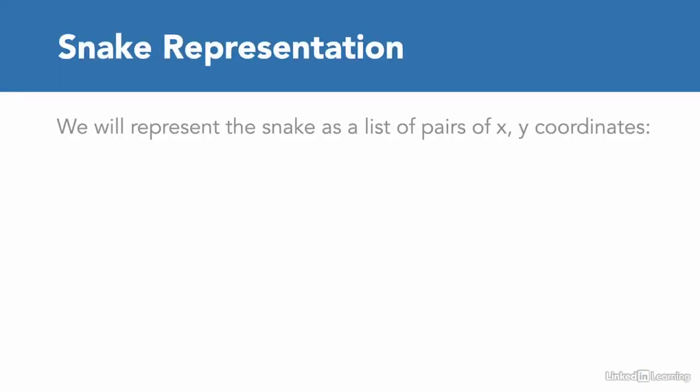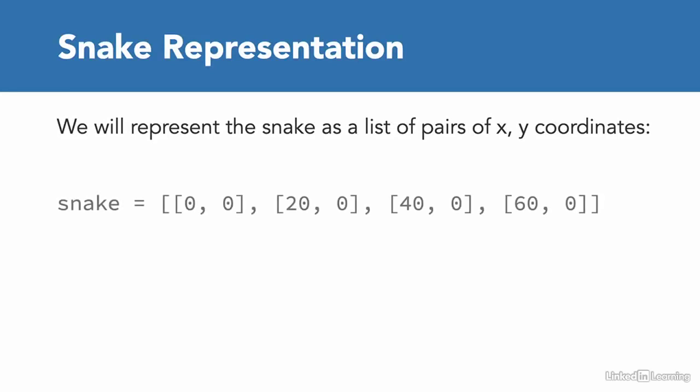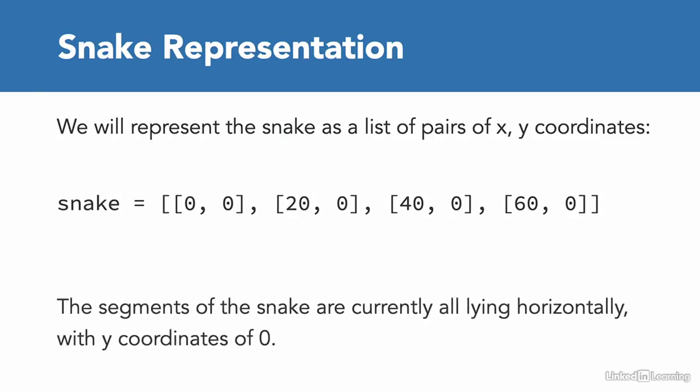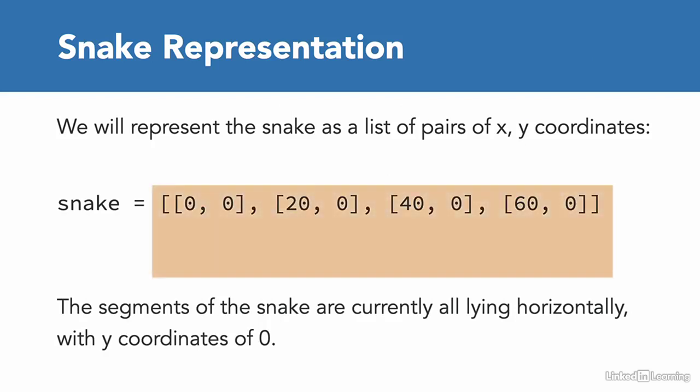So in our version, we're going to represent the snake as a list of pairs of XY coordinates. So you can see here we have a list containing other, smaller lists, and each of those inner lists contains an X and a Y coordinate. The segments of the snake are currently lying all horizontally with Y coordinates of 0. And for this demonstration, consider the leftmost list item to be the tail and the rightmost to be the head.